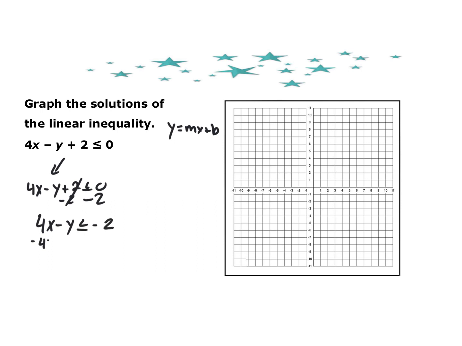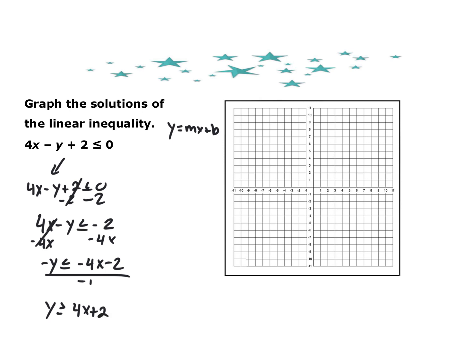I'm going to subtract 4x on both sides. I'm going to get negative y is less than or equal to negative 4x minus 2. Now remember, you want the y to be positive, so I'm going to divide everything by negative 1. And if you guys remember from when we did inequalities at the beginning of the year, that means the inequality symbol is going to flip. So we're left with y is greater than or equal to 4x plus 2.